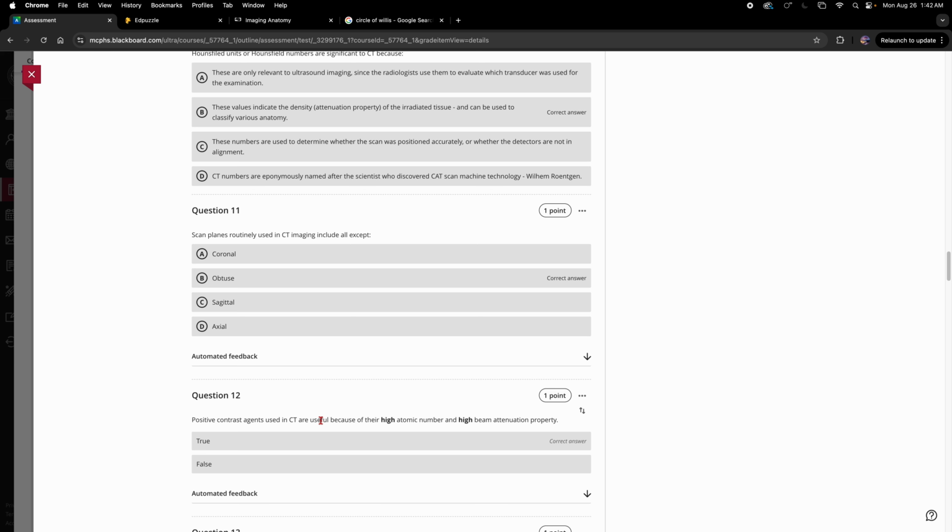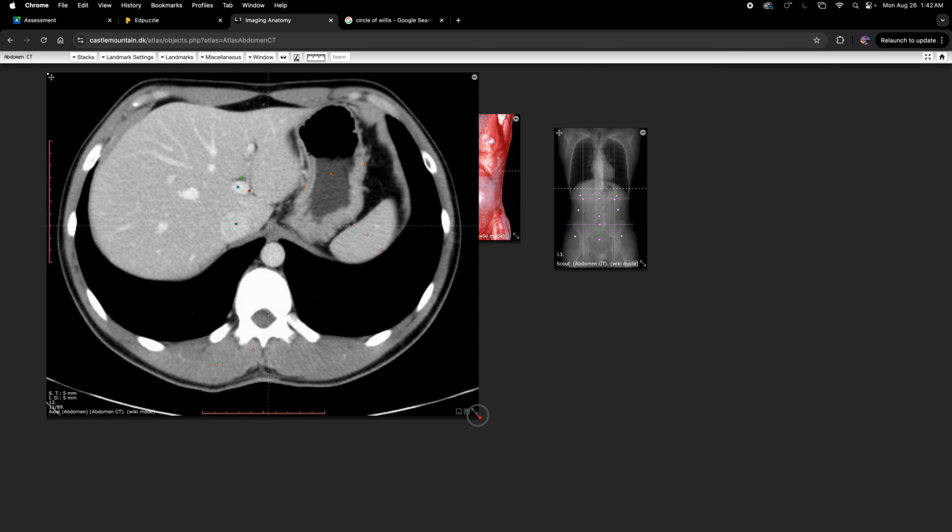Question 11. Scan planes routinely used in CT include all except, so if we look back on some typical images here, let me make this smaller.